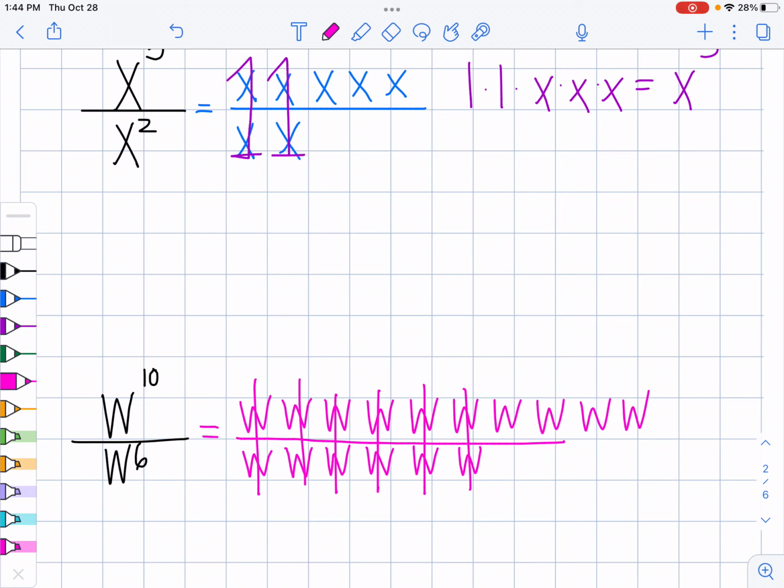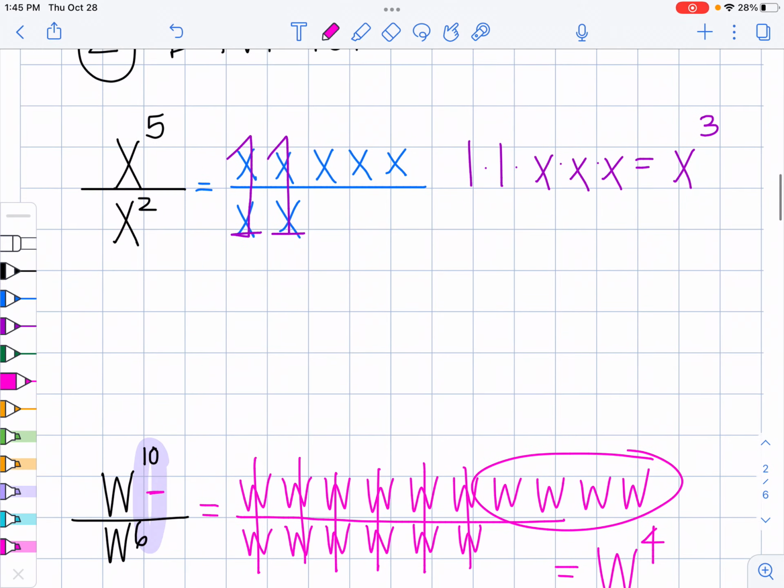How many w's do I have left? 4. Now pay attention to your exponents. How are 10 and 6 related to 4? 10 minus 6 is equal to 4. If we come up to this problem up here, how are 5 and 2 related to 3? 5 minus 2 is equal to 3.